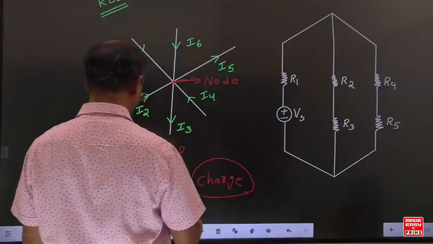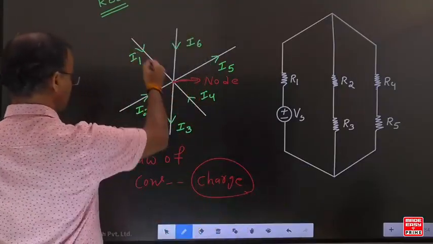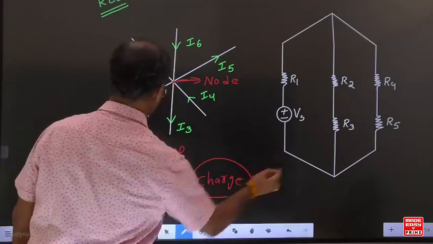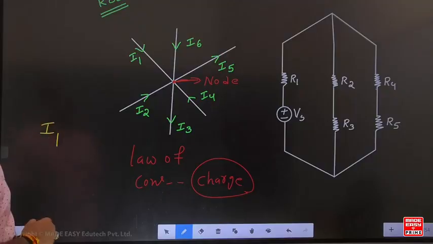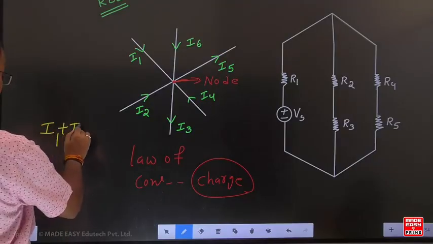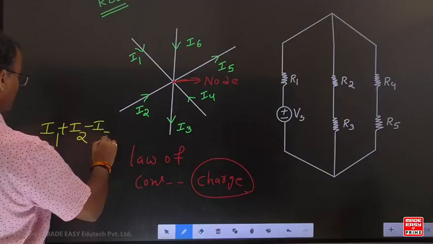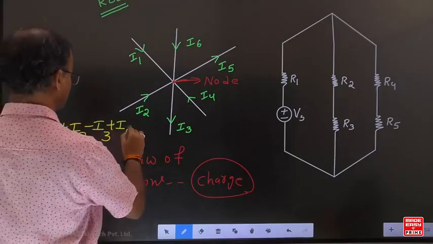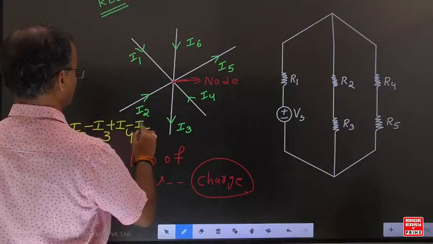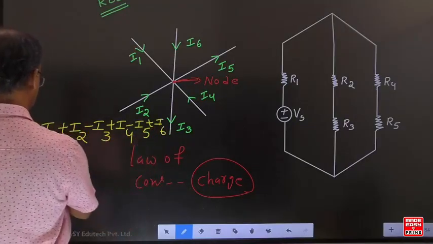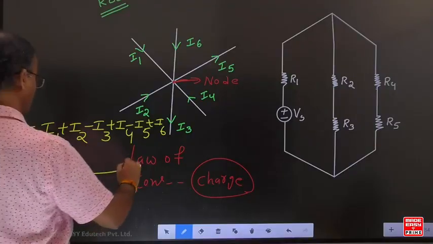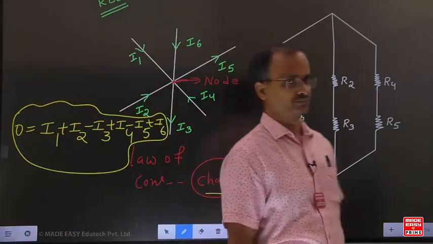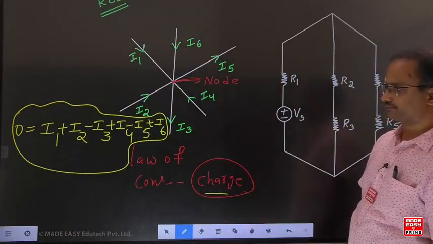Now for this particular example, this I1 is coming toward the node. I1 is the incoming current, but I2 is also an incoming current, but I3 is the outgoing current. Now with respect to KCL, the algebraic sum of the currents meeting at a point is equal to 0.